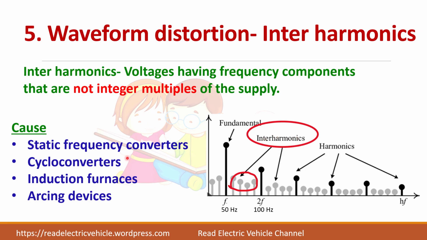Cycloconverters are also nothing but a frequency changer. That is, you can change the supply frequency, and the output frequency can be different from the supply frequency. In such cases, you can get interharmonics.